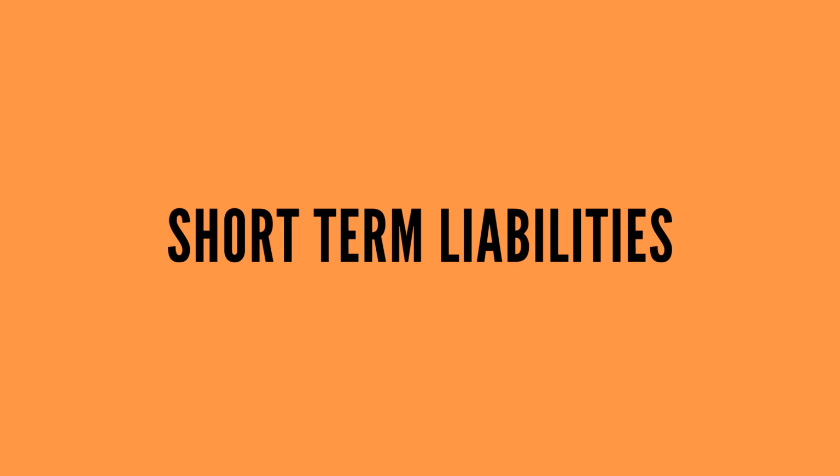Now, let's move on to liabilities. Liabilities represent the debts or obligations your business owes to others. Like assets, they're categorized into current liabilities and long-term liabilities. Current liabilities are short-term debts that must be paid off within a year. Examples include accounts payable, short-term loans, and accrued expenses. Managing your current liabilities effectively is crucial for maintaining day-to-day liquidity.